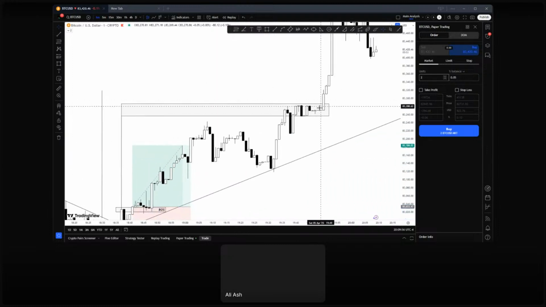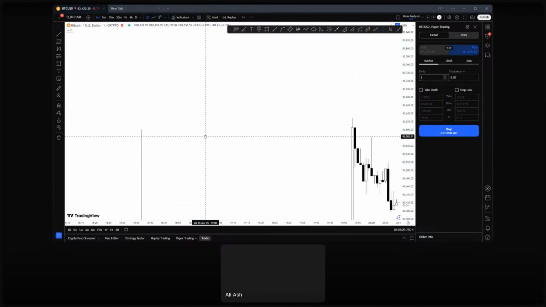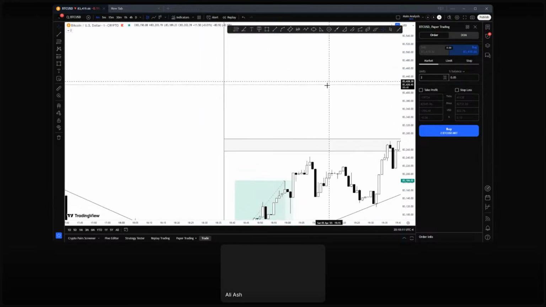Then finally we will double this. If the market does not stop here and breaks this demand as well, we can say that it will double itself. So now we'll double this demand, and here we are with the final demand, and right here we got the final reversal.